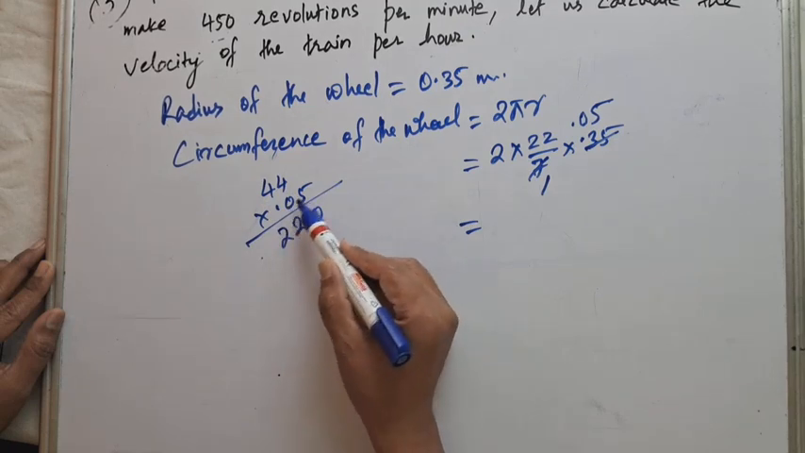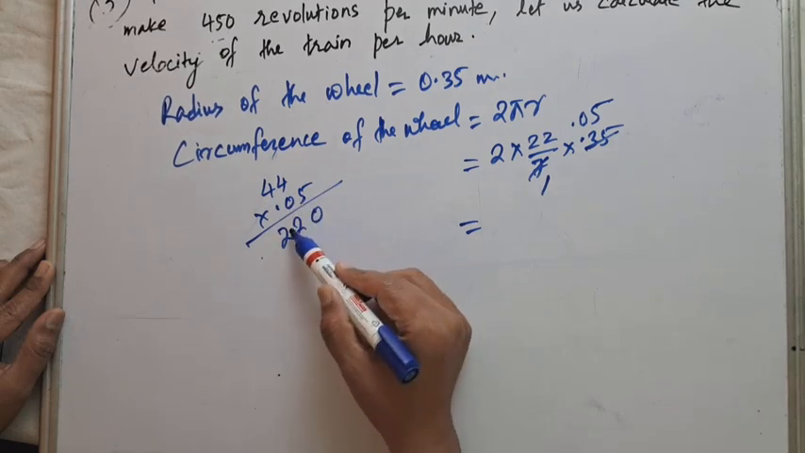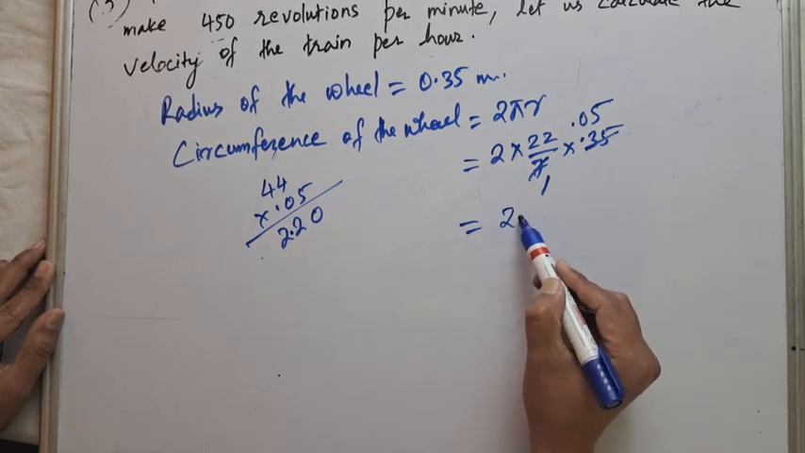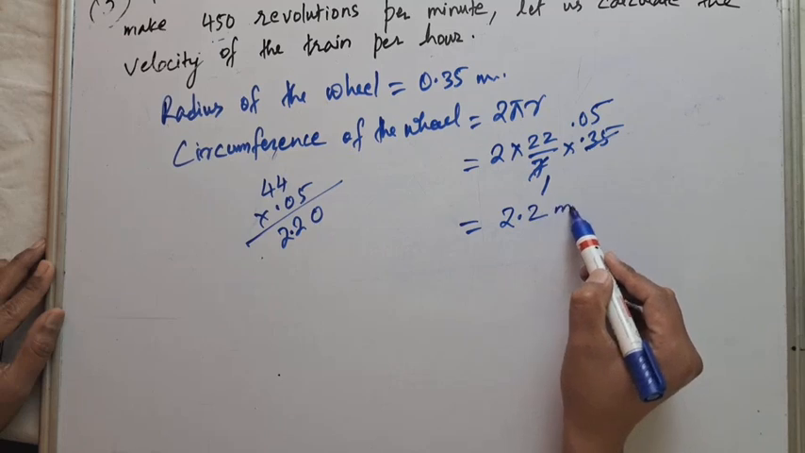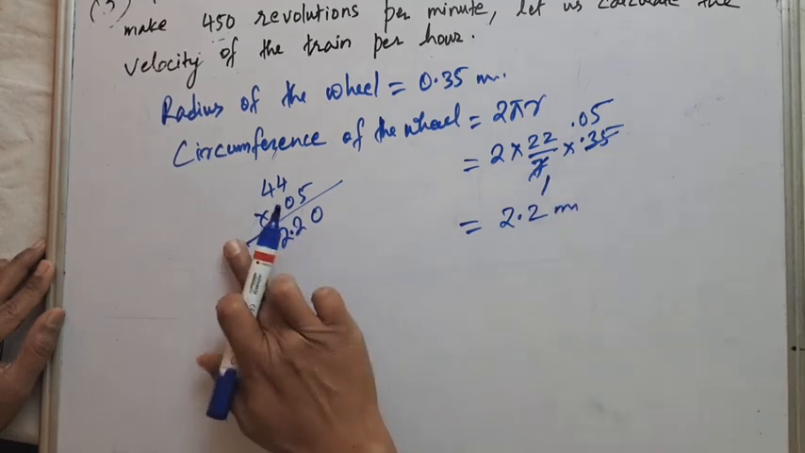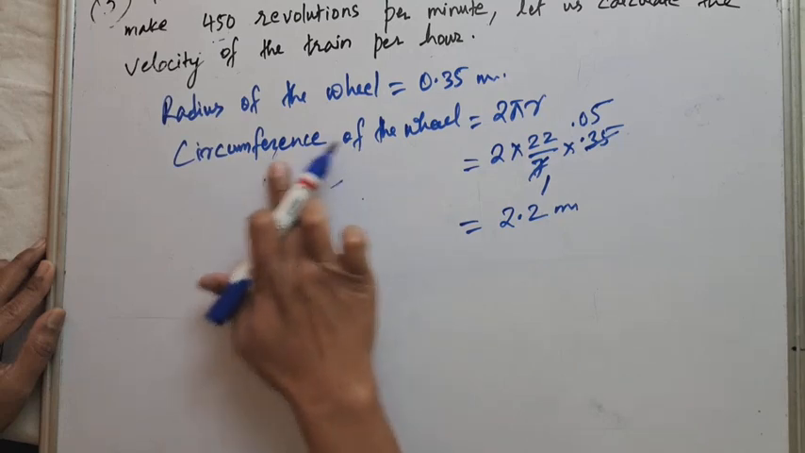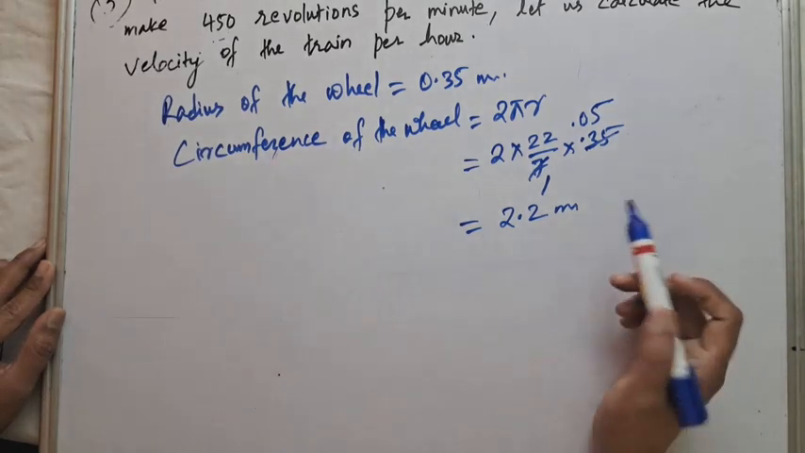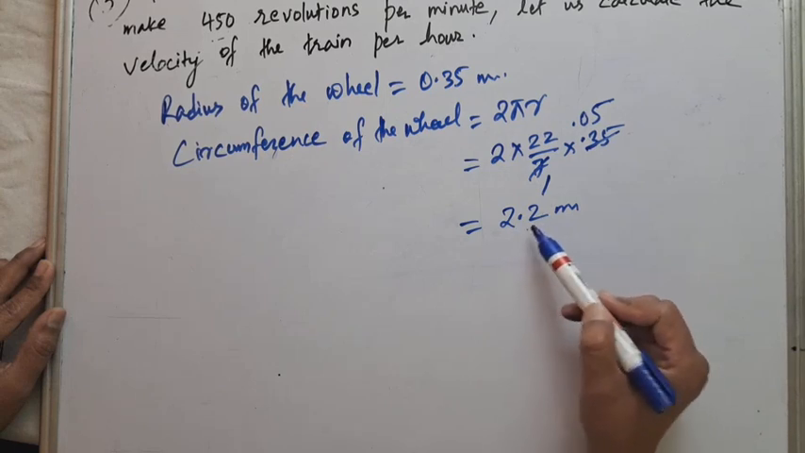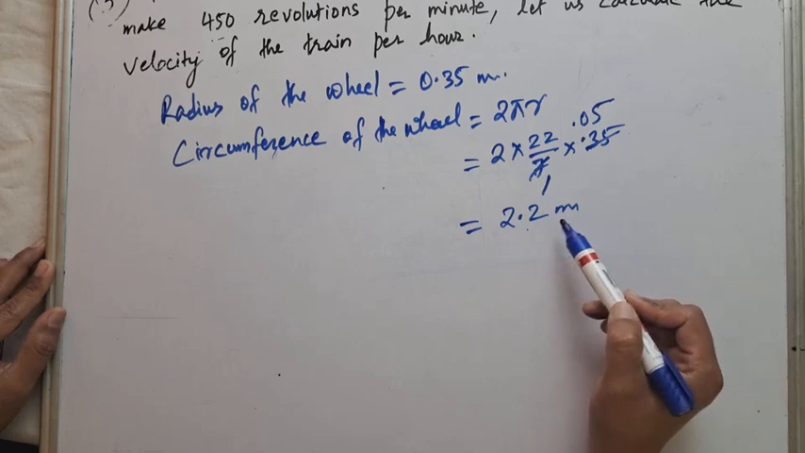So we have a decimal point before 2 digits. Let us put a decimal point before 2 digits. 2.20. 2.20 means 2.2 meters, because 0 has no value after the decimal point. 2.2 meters, which means the wheel can cover 2.2 meters in its one revolution.